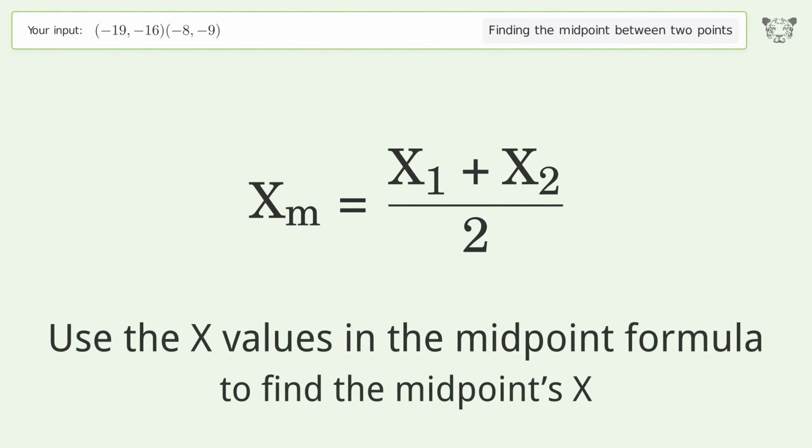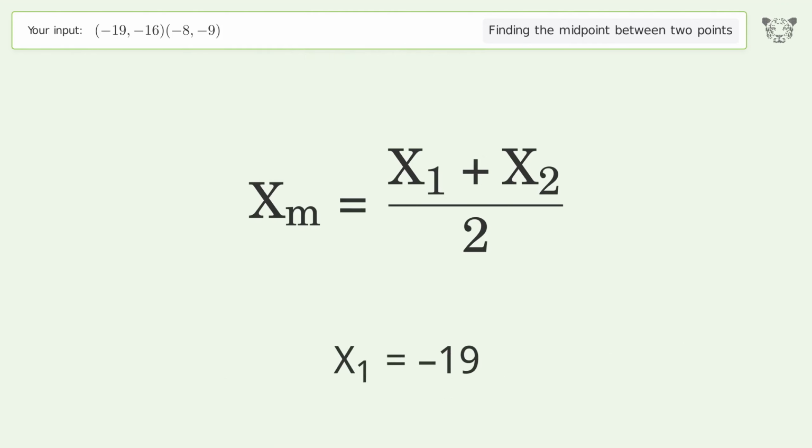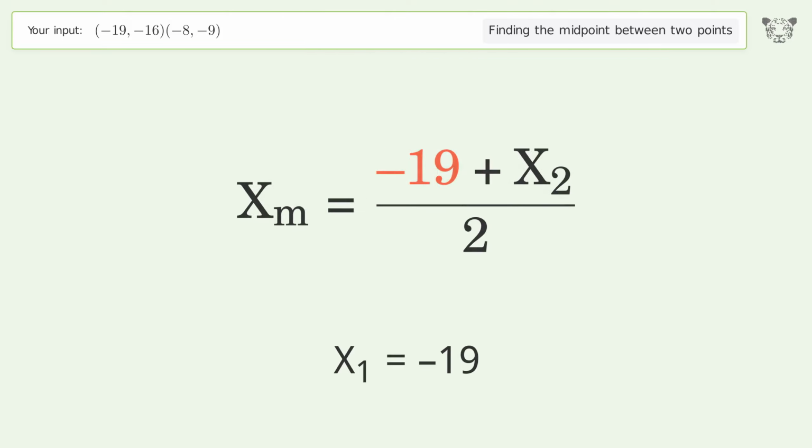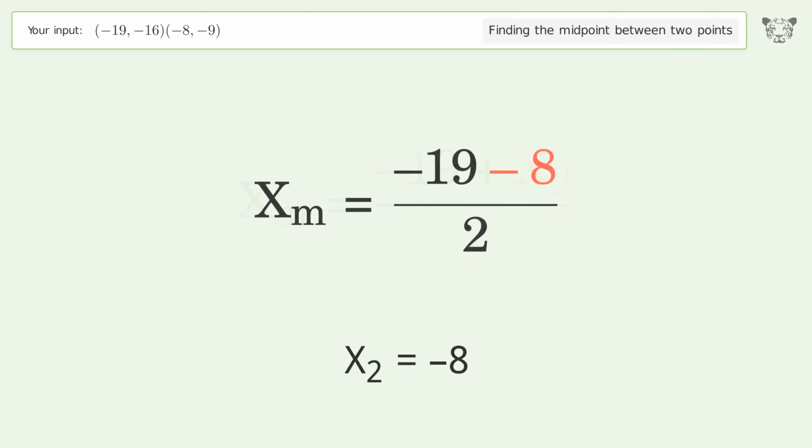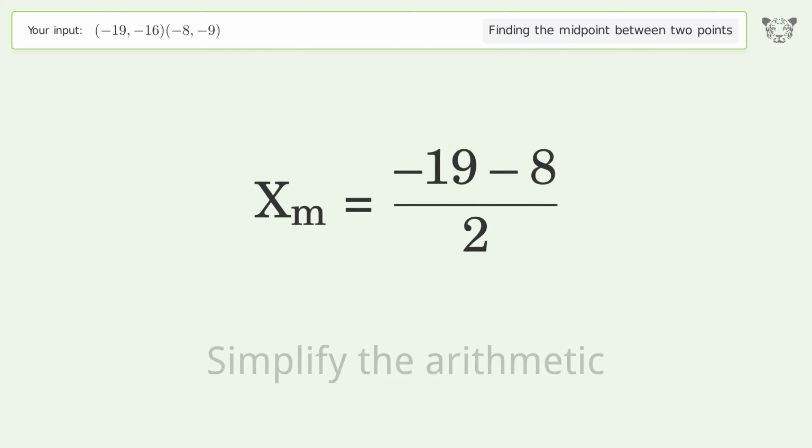Use the x values in the midpoint formula to find the midpoint's x. x1 equals -19. x2 equals -8. Simplify the arithmetic.